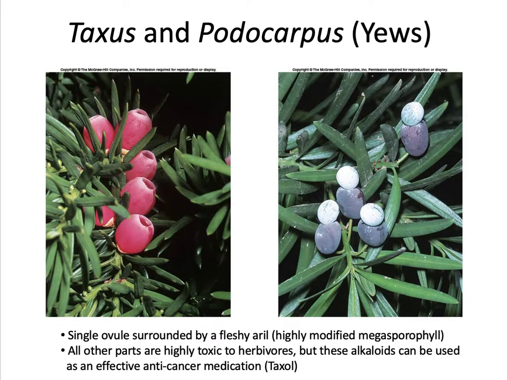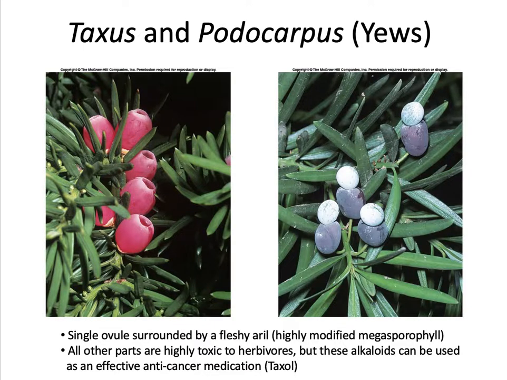Next up, we have the genus Taxus and the genus Podocarpus. These are what includes the yews. These are unique because the strobilus isn't woody, but rather it's fleshy. It almost looks like a fruit, right? But this isn't a fruit, it's a strobilus. This is a cone. A single ovule is surrounded by a fleshy aril, and this aril is a highly modified megasporophyll.